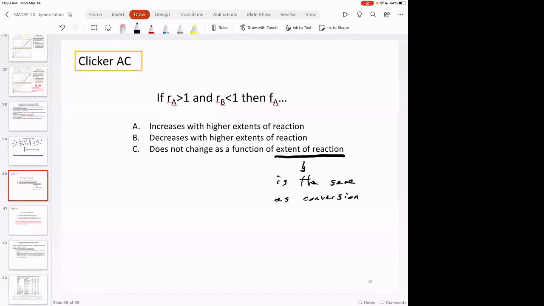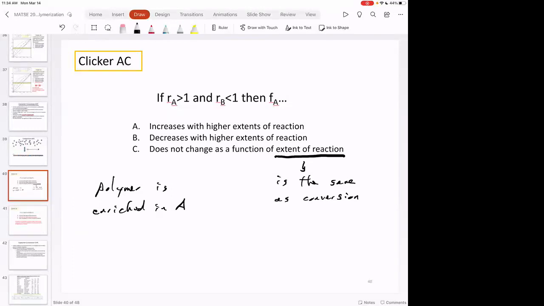So you don't need a plot to help you answer this. You can think about, okay, RA is greater than 1. And so what do I know when RA is greater than 1 and RB is less than 1? What's happening to monomer A? The polymer is enriched in A.